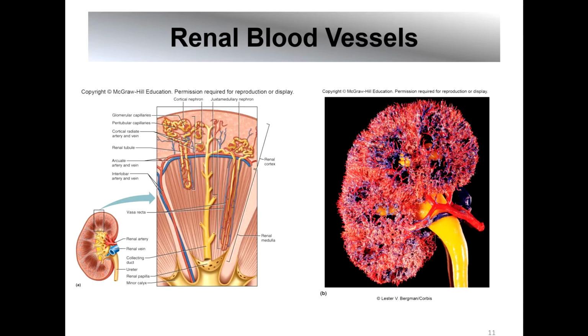Eventually they'll run their way through the cortex. We have the veins here. The veins are going to pick up fluid and certain metabolic substances and carry them down through the cortical radiate veins, down into the arcuate vein, down into the interlobar vein, and then finally down into the renal vein.